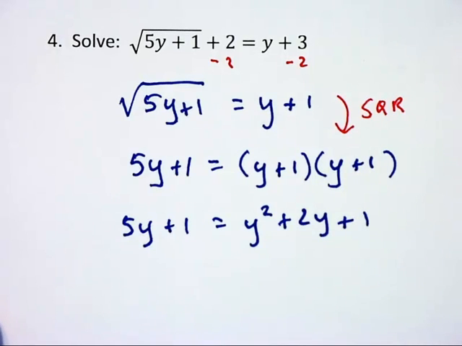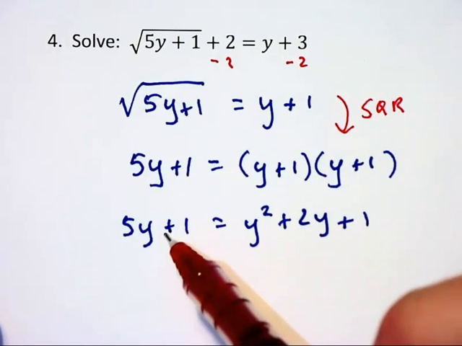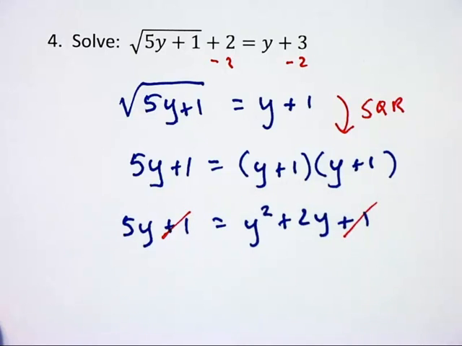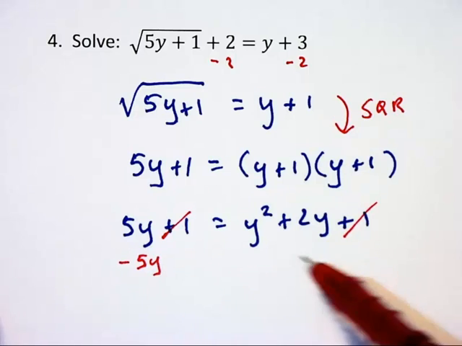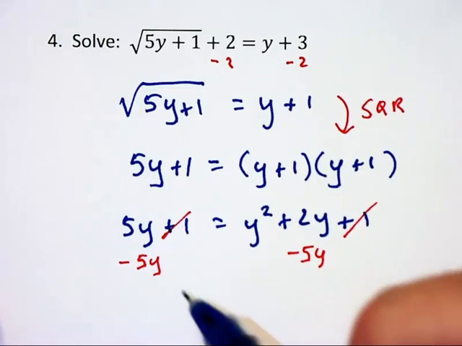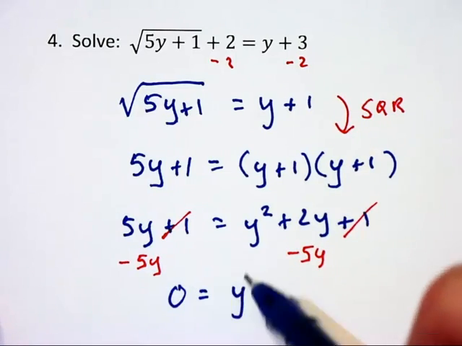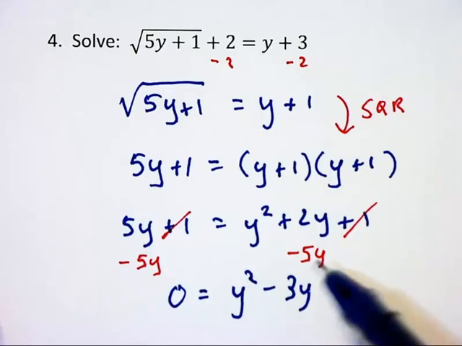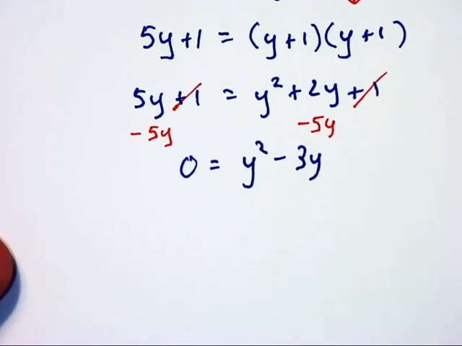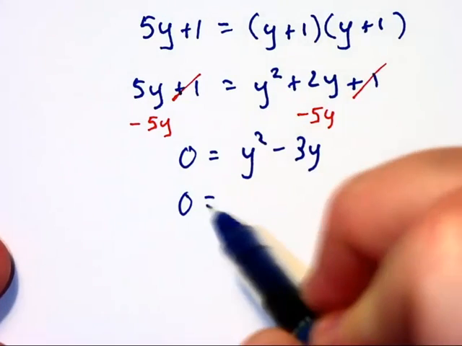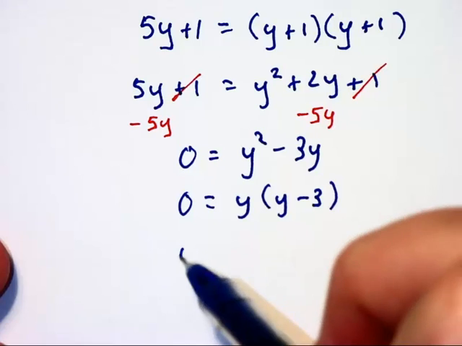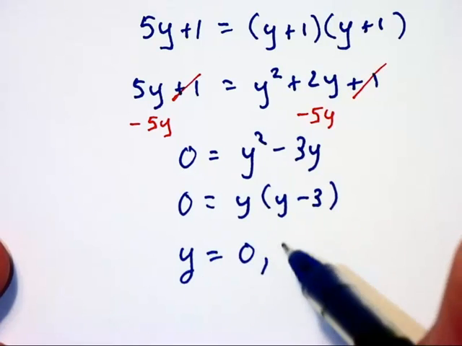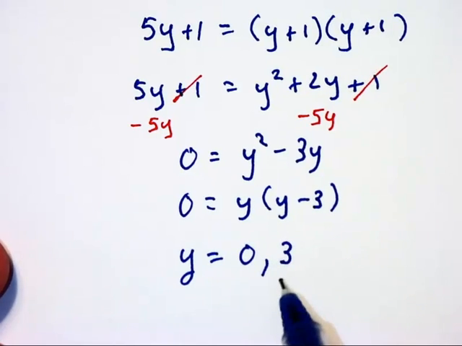And it's a quadratic, so we want to set it equal to 0. I'm going to begin by subtracting 1 off of each side, so the 1's will disappear, and subtracting 5y off of each side. Now we have 0 equals y squared minus 3y. That right-hand side is going to factor, so we've got 0 equals y times y minus 3, and it appears that y will equal 0 or 3, both of which need to be checked.